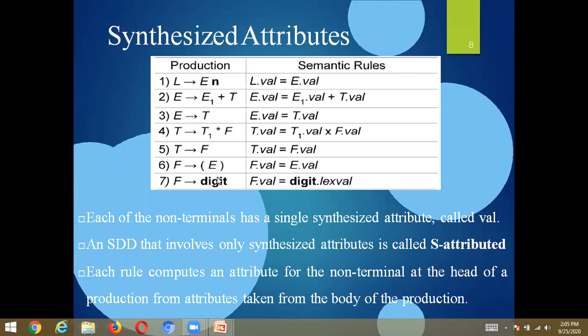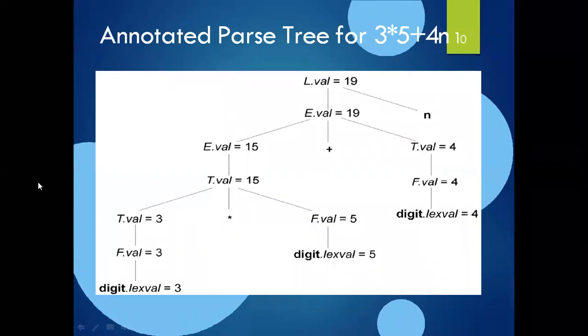What is step number 2? Step number 2 is the annotated parse tree is generated for an input string, and the attribute values are computed. Make a note of this. The annotated parse tree is generated and attribute values are computed. That means the computation is done in a bottom up manner, and here we're starting from the leaves and ending at the root.